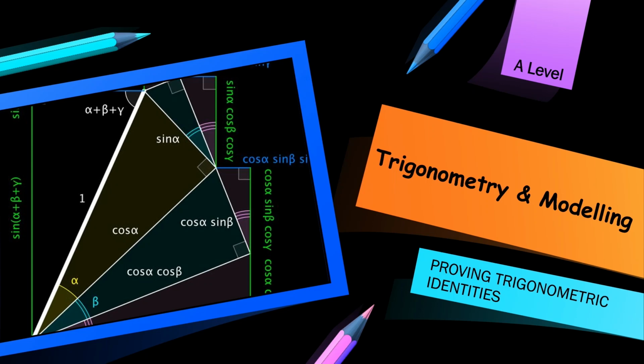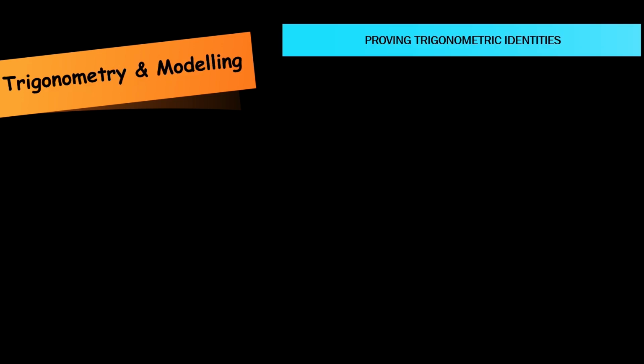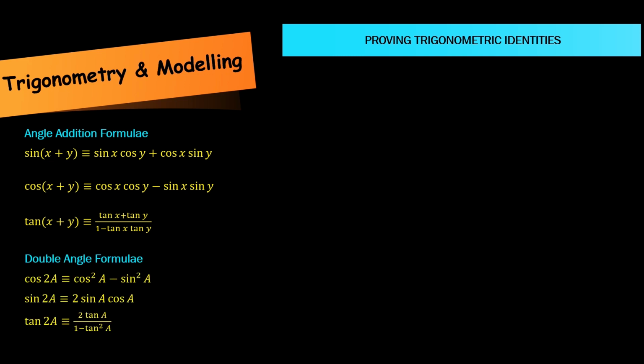Welcome to the session on trigonometry and modelling, proving trigonometric identities. The objectives for this session are to prove trigonometric identities using a variety of identities. The identities we will use to prove our other identities are the angle addition formulae as shown on your screen and the double angle formulae as shown on your screen now.